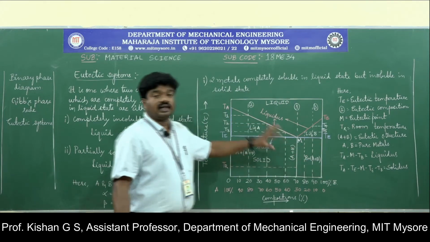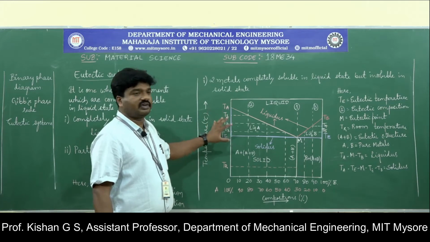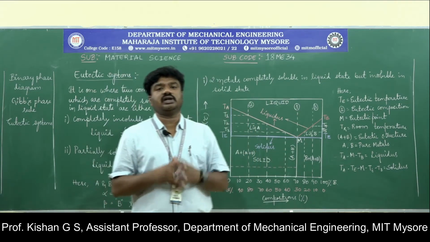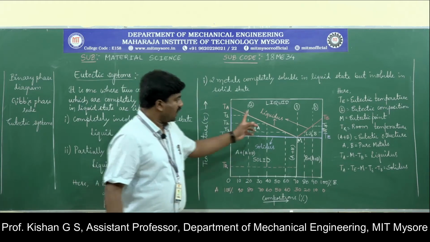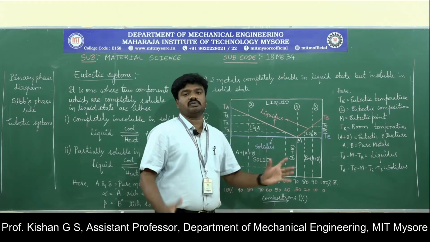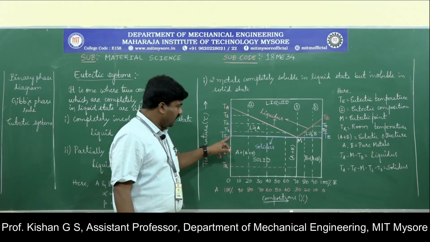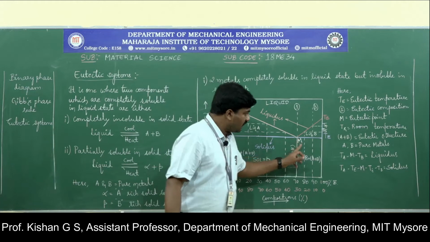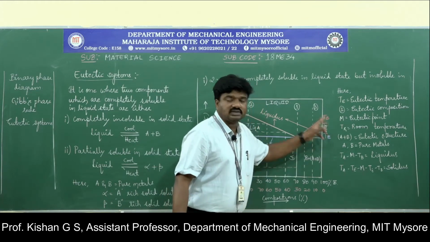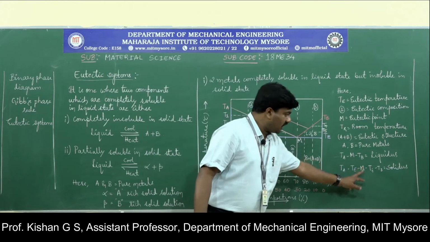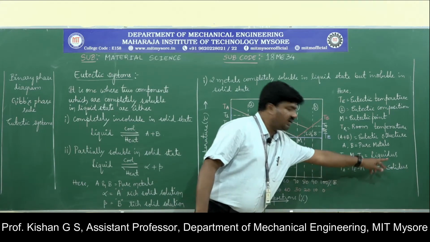Means that in a eutectic system, as per the definition, both the metals A and B will be completely soluble in the liquid state. Above the liquidus line, both the metals will be completely soluble. Similarly, TA to TE, TE to M, M to TE, TE to TB is the solidus line. That is represented as TA to TE, TE to M, M to TE and TE to TB, the solidus.